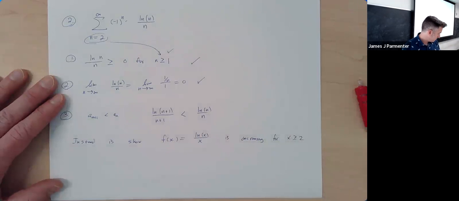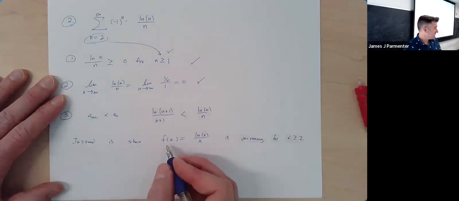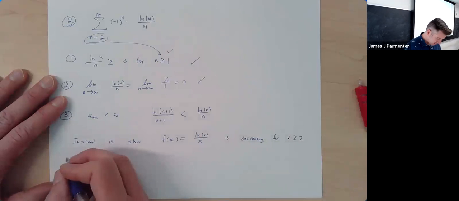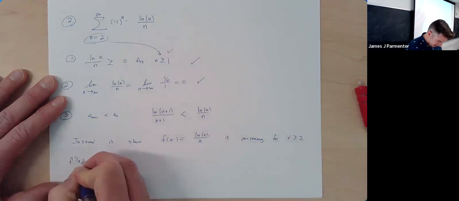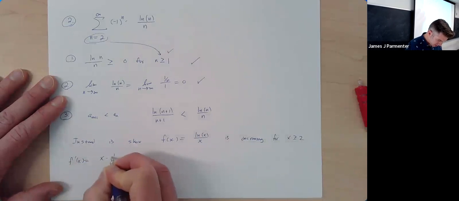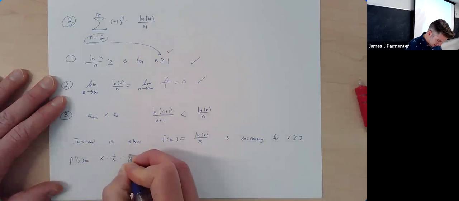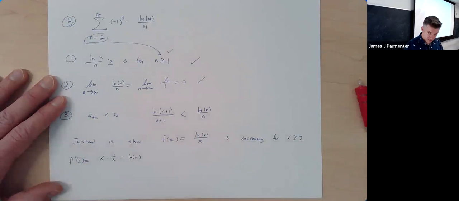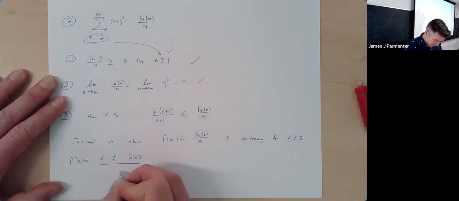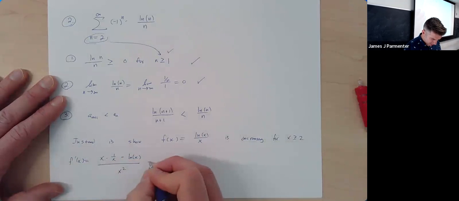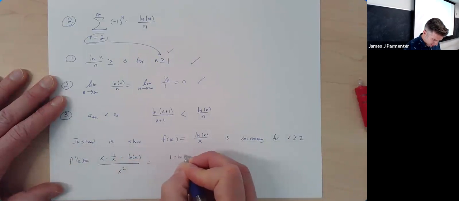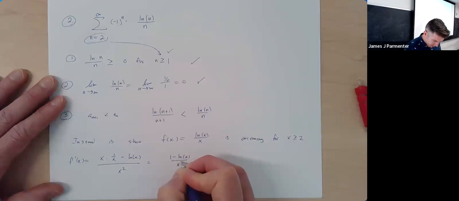Or at least somewhere. So let's see. I can take some derivatives. My derivative here is going to be f prime of x is the bottom times the derivative of the top minus the top times the derivative of the bottom, which is 1, all over the bottom squared. And if I simplify this, that's going to be 1 minus the natural log of x over x squared.